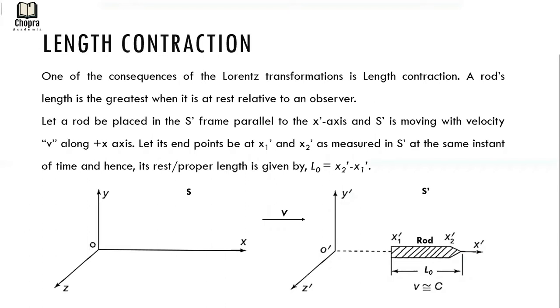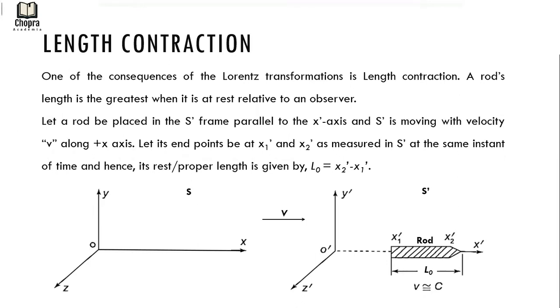So we define a system of the frames and the rod again. You can see here in the diagram. Let a rod be placed in the S dash frame parallel to the X dash axis, and S dash is moving with constant velocity v along the plus x axis. Let its endpoints be at x dash 1 and x dash 2. So these are the endpoints of the rod as measured in S dash frame at the same instant of time, and hence its proper length is given by L naught is equal to x2 dash minus x1 dash.